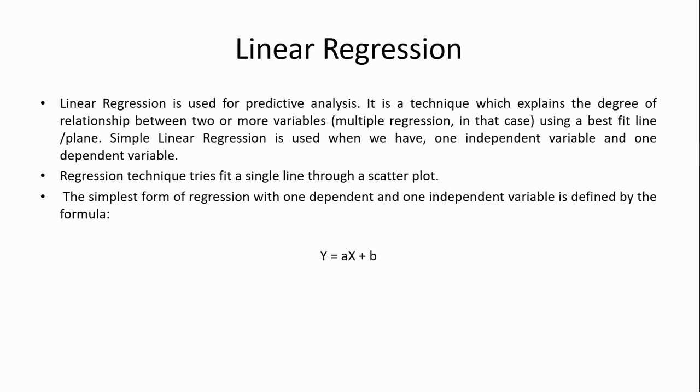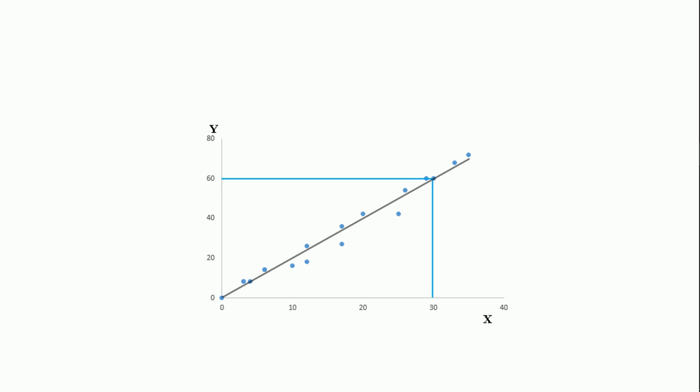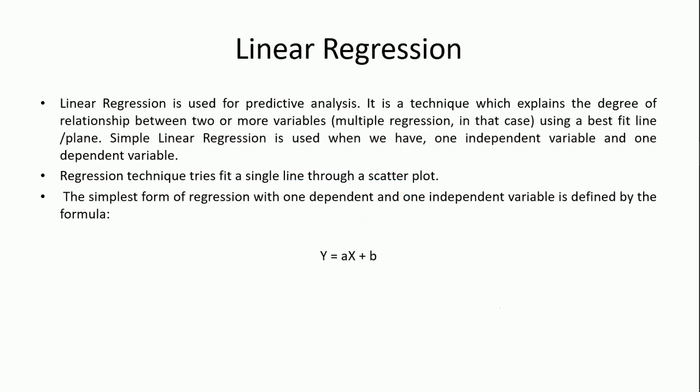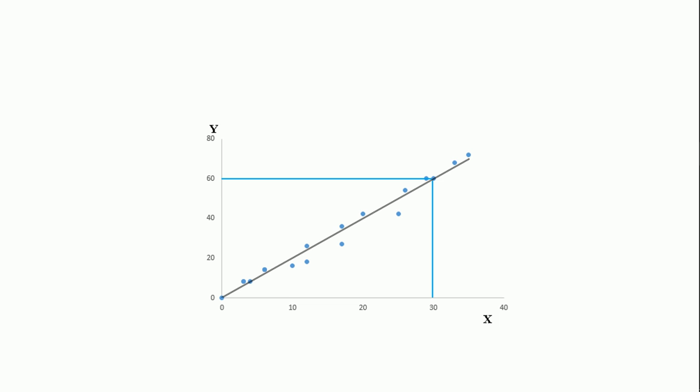So how is linear regression used for regression analysis? It tries to fit a single line through a scatter plot. This is a scatter plot. If we don't consider a line over here, we will get dots, where we have two axes, x and y. This x is our input variable. If we consider simple linear regression, we have dependent and independent variables. So x will be our independent variable which we input, and y is our dependent variable which we want to predict.